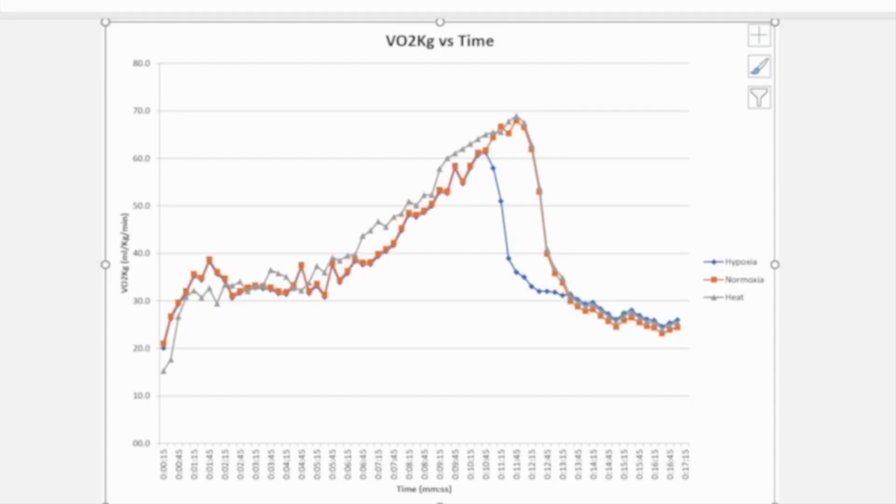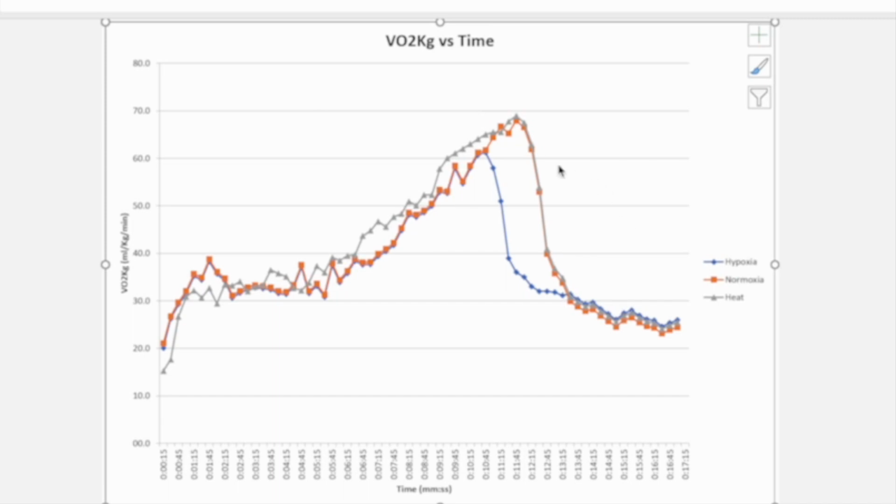Okay, so now we're going to compare the normal environment with the high altitude environment and the hot environment. In the blue, we have our high altitude environment. It's called hypoxia, so low oxygen concentration. Normoxia is our control trial, so when it's just a normal environment. And in the gray, we have our hot trial. This is our oxygen consumption.